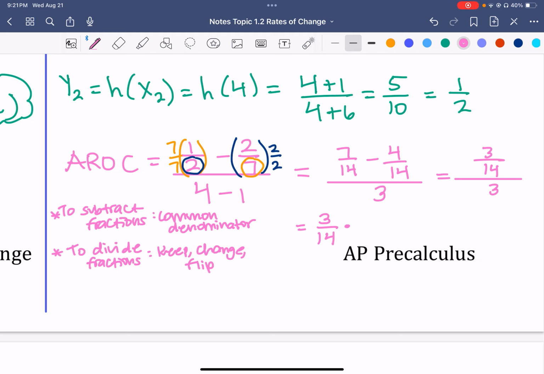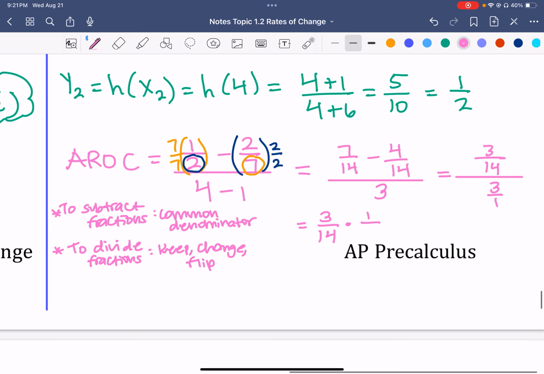Now 3 is a whole number. It helps to have it as a fraction, so I'm going to put it over 1. If I flip 3 over 1, I get 1/3. Okay? Now from here, those 3's cancel each other out. So my final answer is what's left over, which is 1 over 14.